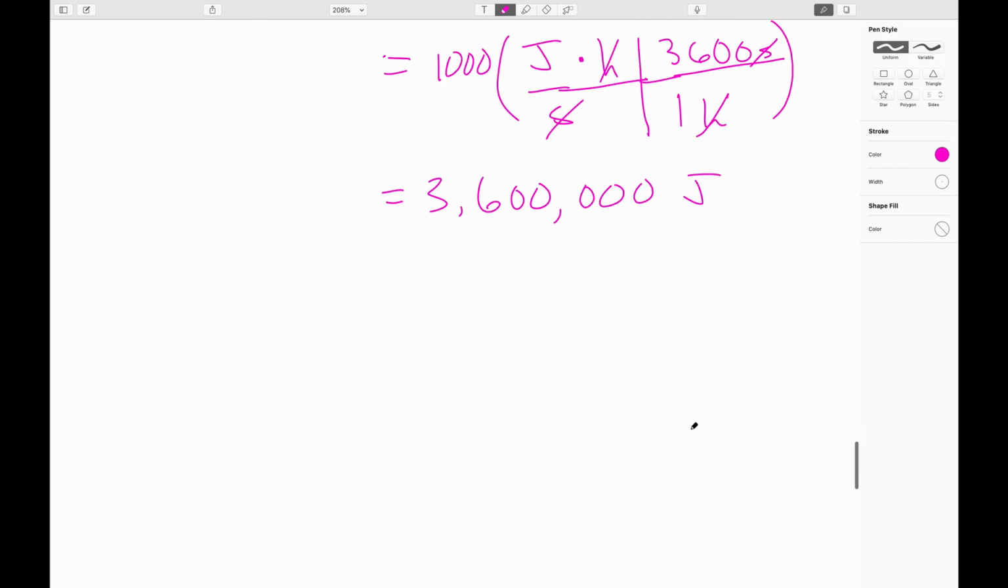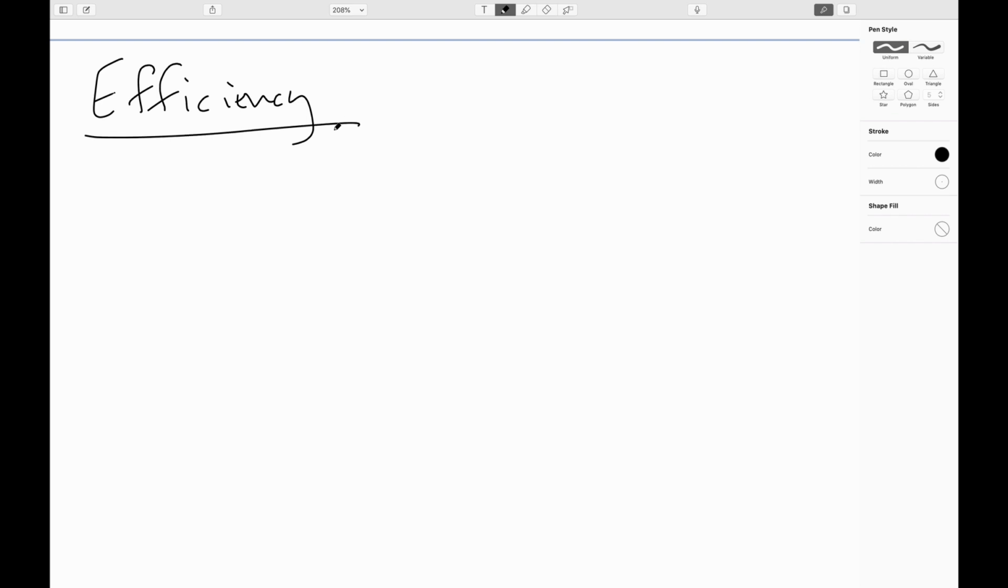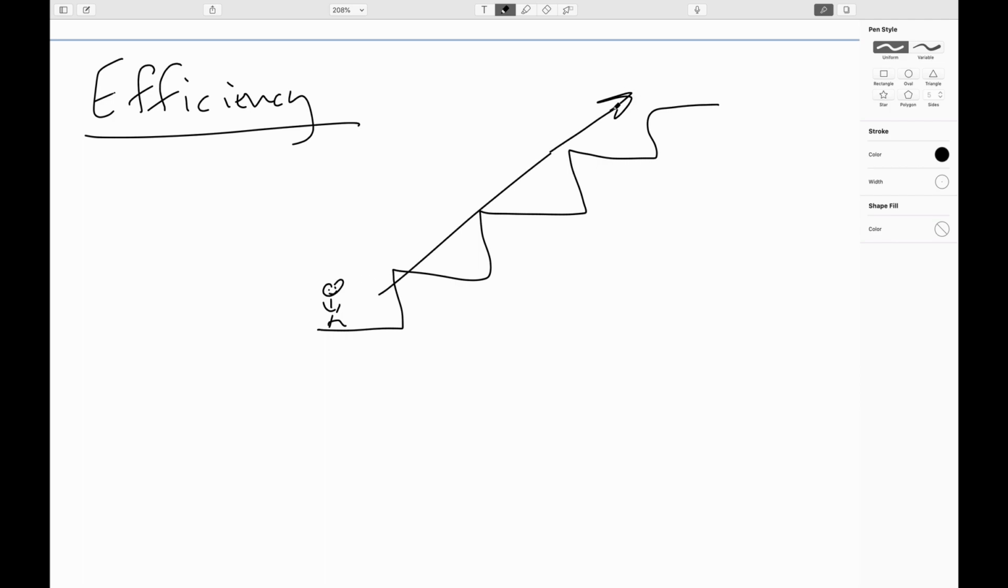Okay. The one other little side topic I wanted to introduce here is efficiency. A lot of times in physics, there will be figures of merit, if you will. And so it's probably best just to think of an example here. As an example, let's say you're going up the stairs. Okay, maybe you're scaling a ziggurat, something like that.